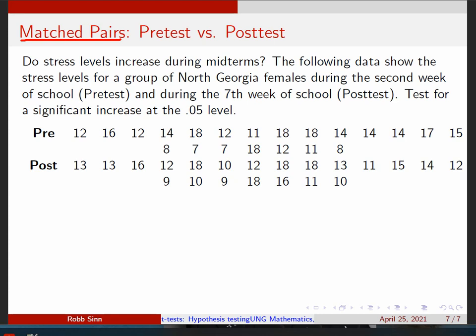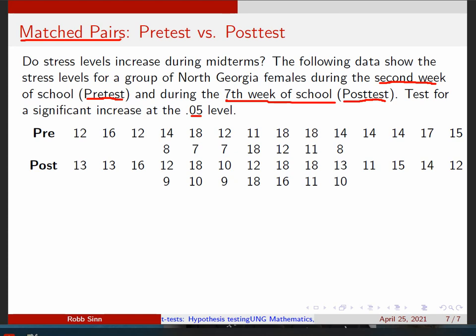Now, in this case, the following data shows stress levels for a group of North Georgia females during the 2nd week of school and during the 7th week of school. The guess here was that there weren't many papers and tests due yet in the 2nd week. But in the 7th week, that's right about midterms. 7th or 8th week is midterms, and that's when everybody's got tests and papers due and a lot of deadlines. So the idea was that the stress levels would be higher on the post-test than on the pre-test. And we're supposed to test at the 0.05 level for a significant increase.